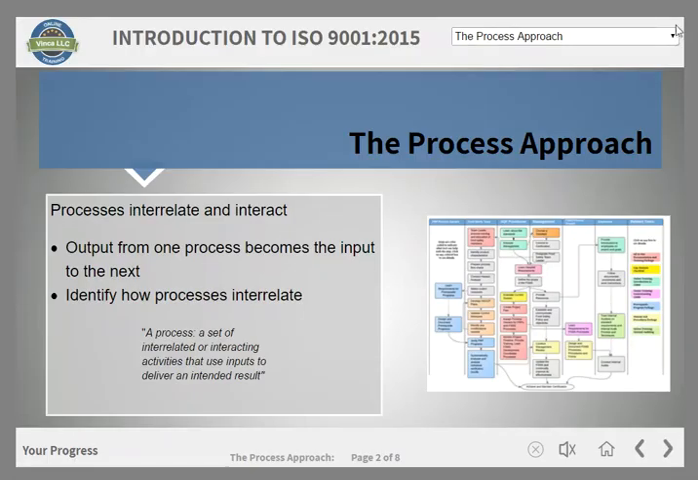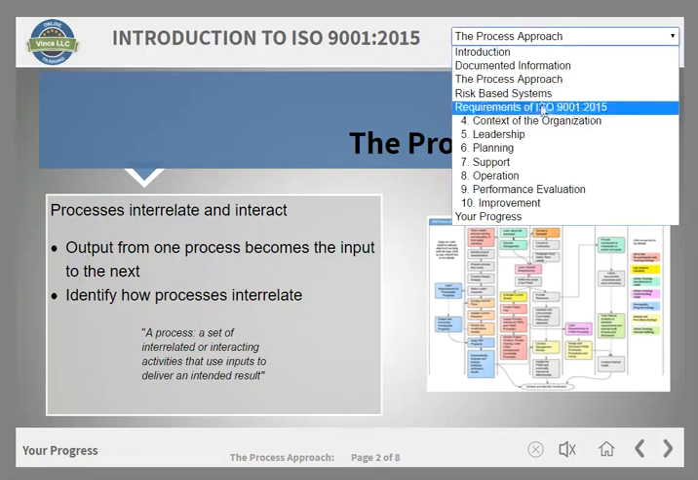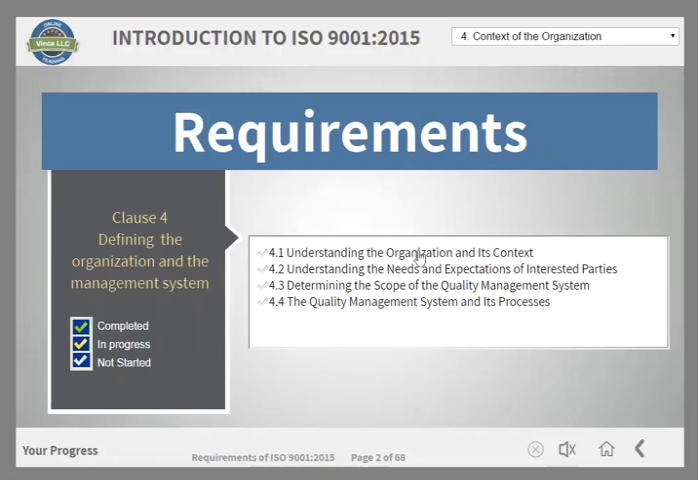Often, the output from one activity becomes the input to the next. Clause 4 has requirements for defining both the organization and the management system. It includes 4.1, understanding the organization and its context, 4.2, understanding the needs and expectations of interested parties, 4.3, determining the scope of the quality management system, 4.4, the quality management system and its processes.